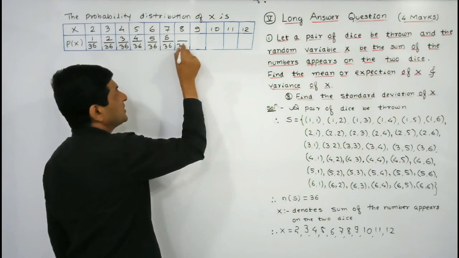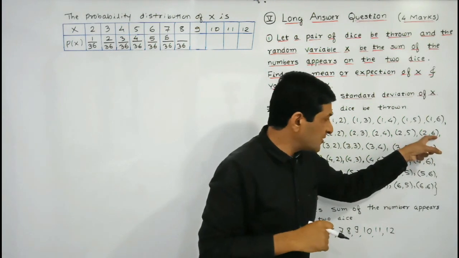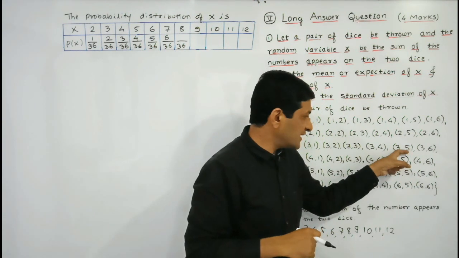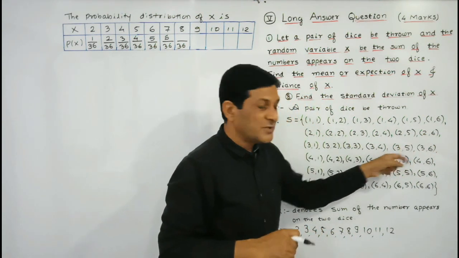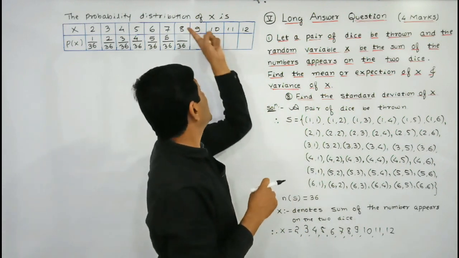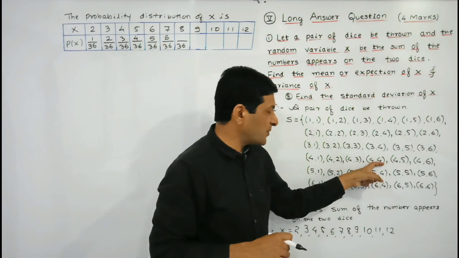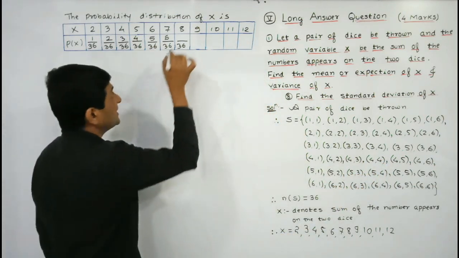Now find out such element where sum is equal to 8. So sum is equal to 8 appears here. We are finding such element where sum is equal to 8. So 2 plus 6 is 8, 3 plus 5 is 8, 4 plus 4 is 8, 5 plus 3 is 8, and 6 plus 2 is 8. Count how many elements are there?